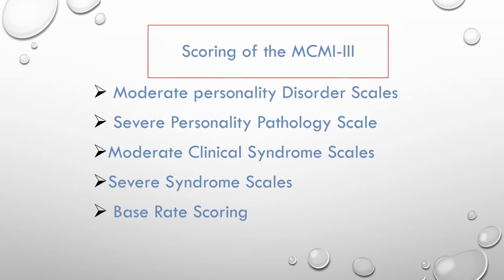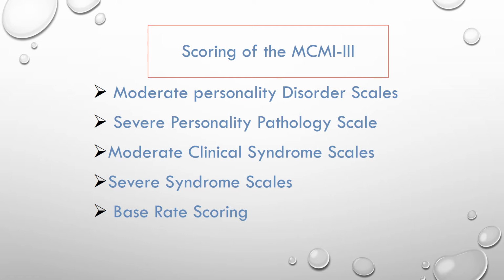We now look at the scales of the MCMI-3, which consists of 14 personality scales and 10 clinical syndrome scales, as well as 5 test attitude scales that are broken down as follows. The moderate personality disorder scales consist of schizoid, avoidant, depressive, dependent, histrionic, antisocial, aggressive or sadistic, compulsive, passive-aggressive, and self-defeating.